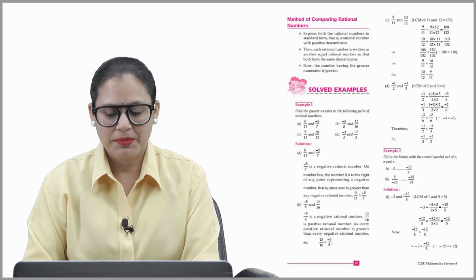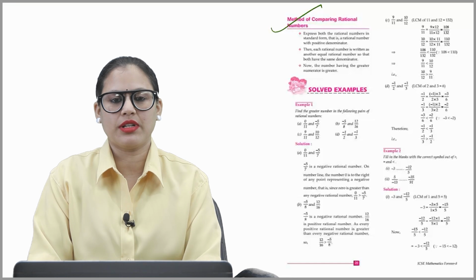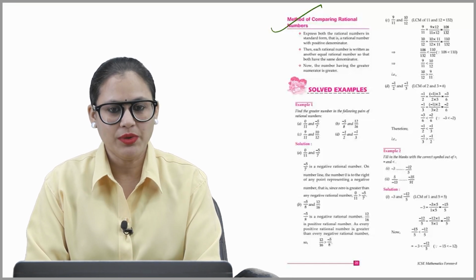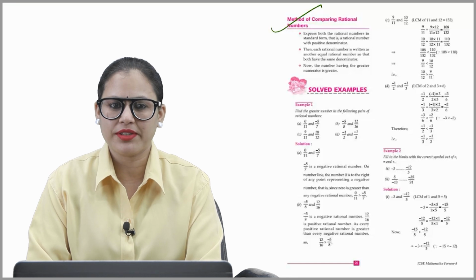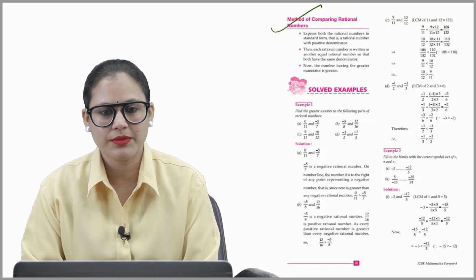Method of comparing rational numbers. Number 1, express both the rational numbers in standard form, that is, a rational number with positive denominator. Number 2, then each rational number is written as another equal rational number so that both have the same denominator. And number 3, now the number having the greater numerator is greater.